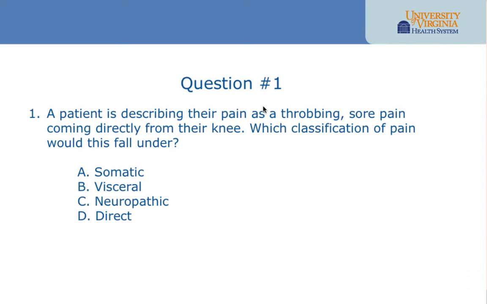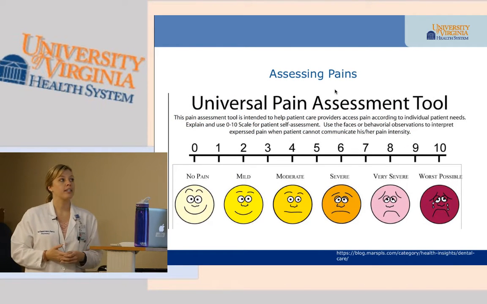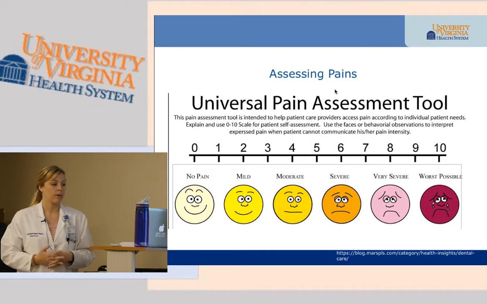So just the first question, so a patient's describing their pain as throbbing, sore pain coming directly from their knee. What classification would this fall under? Yes, somatic. Perfect.